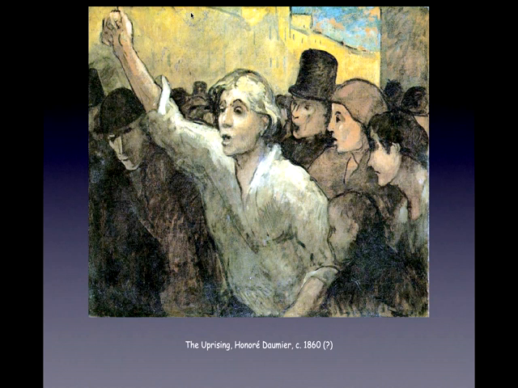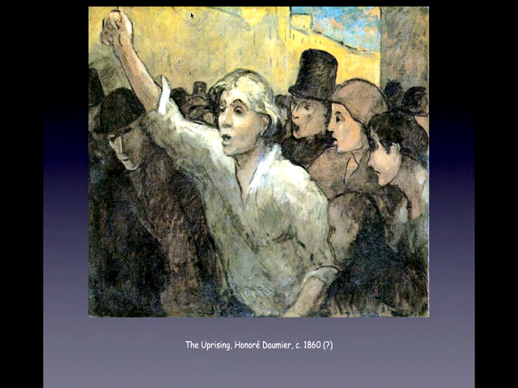So what is the subject matter of this painting? Well, what's the title? The Uprising, all right? And we don't know the precise date. It's usually dated to around 1860. No one knows for sure when Honoré Daumier painted this subject.